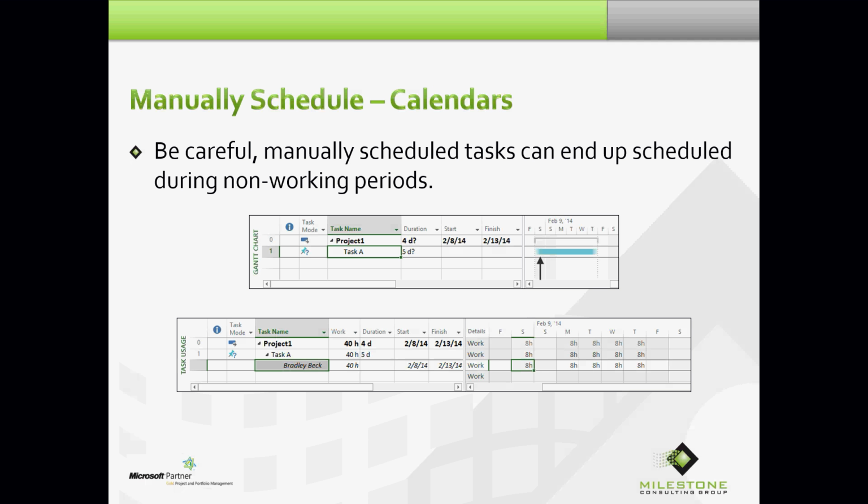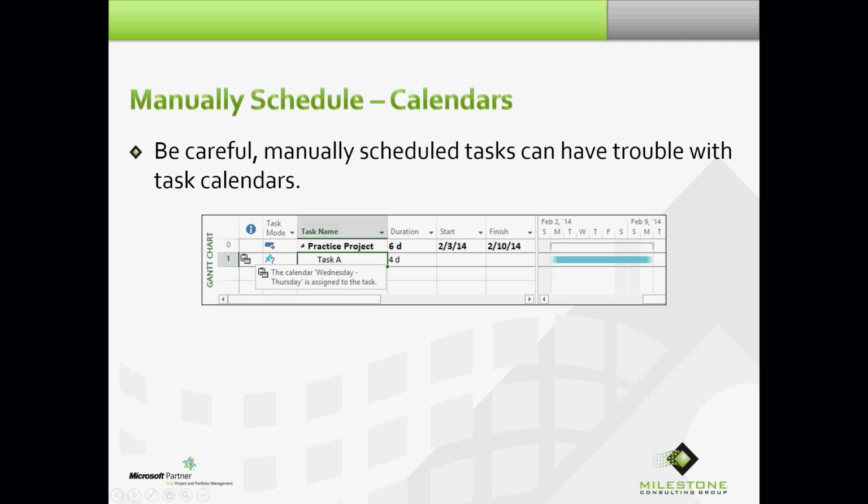Be careful. Manually scheduled tasks can end up scheduled during non-working periods. If you look at this manually scheduled duration-only Gantt bar, that's sitting there scheduled on Saturday, and I actually have somebody assigned to task A, and they have work scheduled on Saturday, and their calendar says they're not available, and I promise you I don't have a task calendar instructed to override resource calendars on it. So you have to be careful.